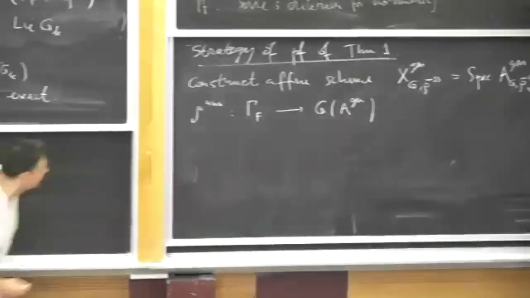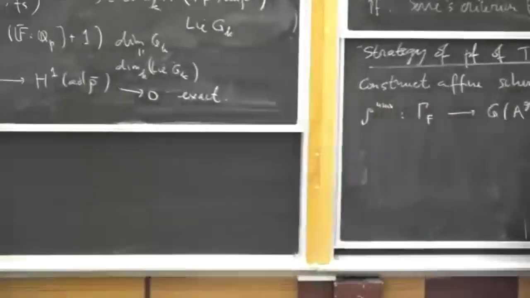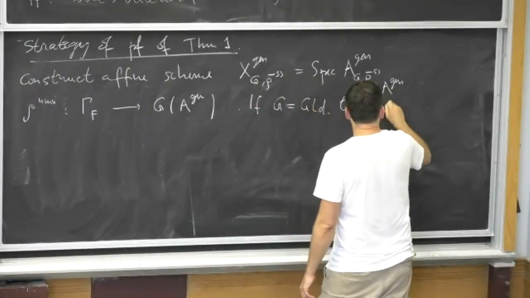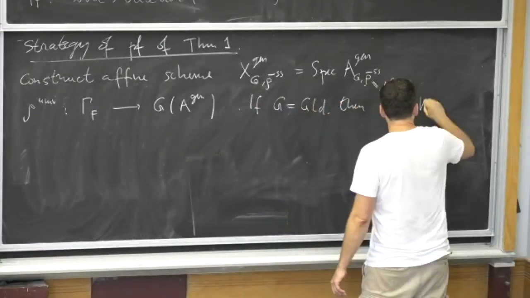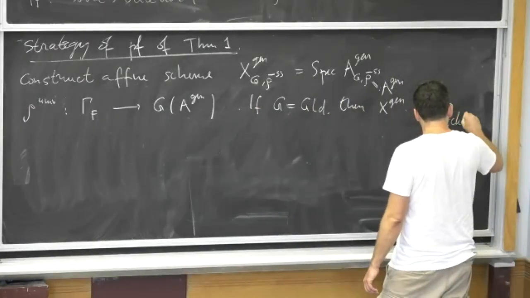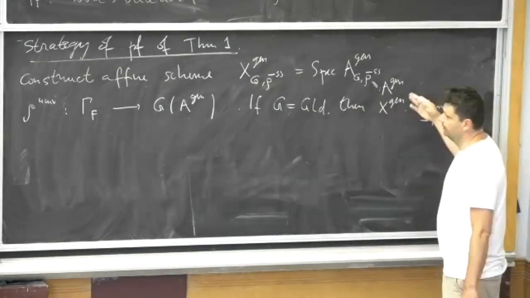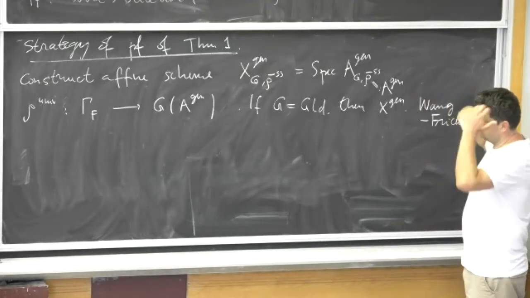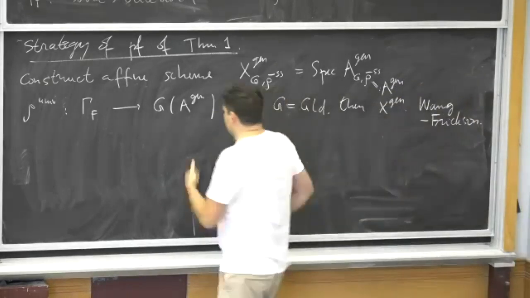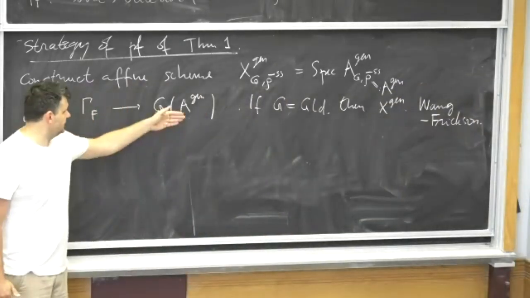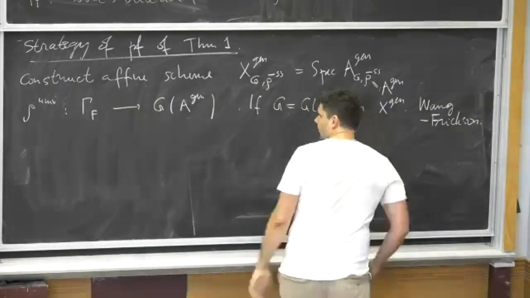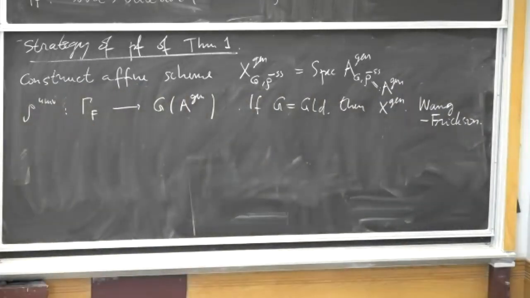And I should say, if G is GL_n, then it's been studied by Carl Wang-Erickson, building on results of Chenevier, who was building on results of Procesi. So we generalized these things coming up in the work of Wang-Erickson.